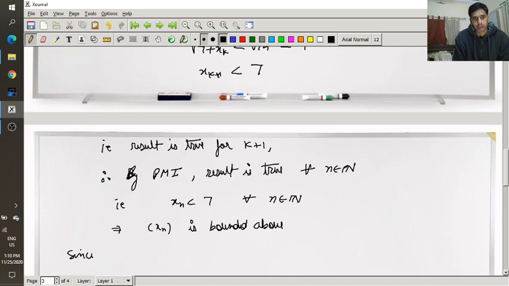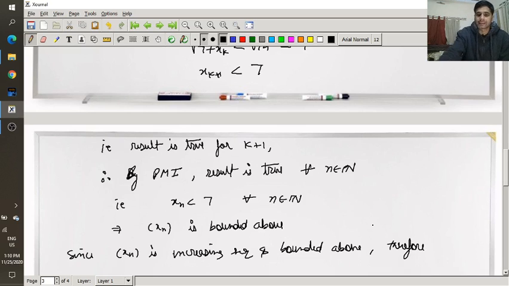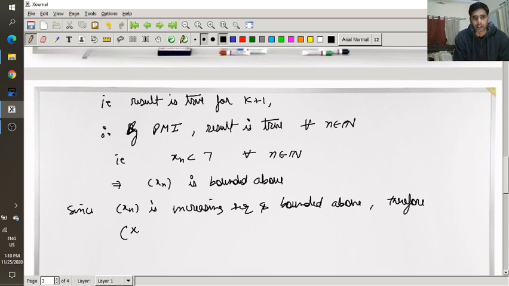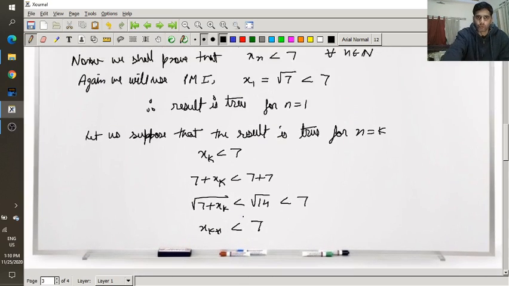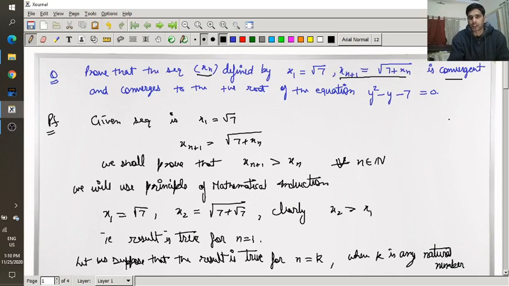Since xn is an increasing sequence, a monotonically increasing sequence, and bounded above, therefore xn is a convergent sequence. So we have proved that xn is a convergent sequence, right? So this is the first result that we were trying to prove.